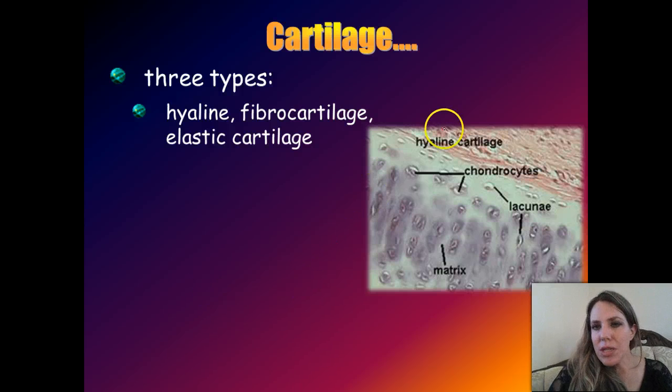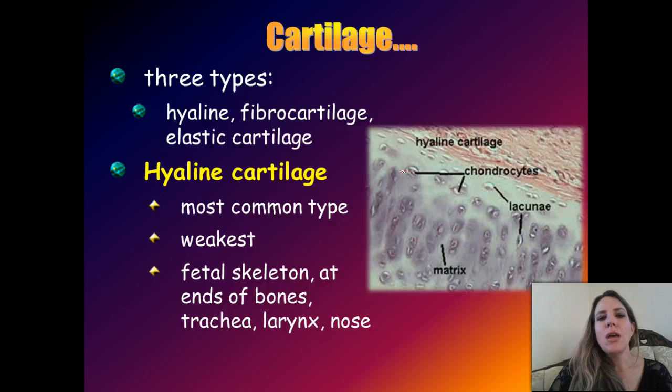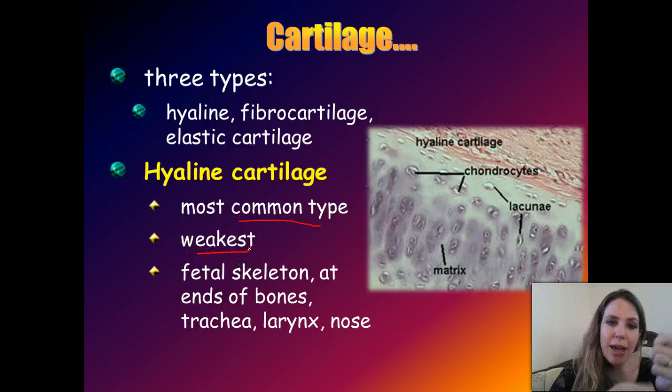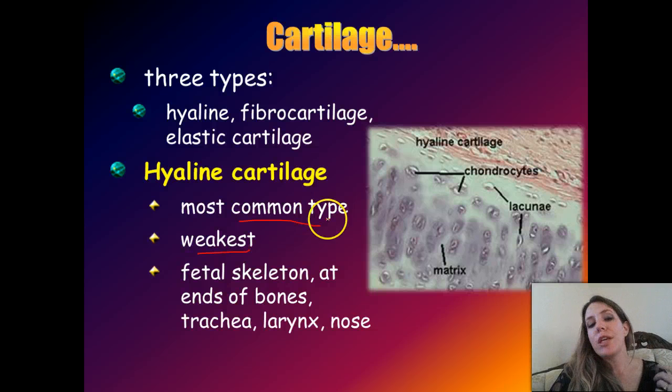Okay, so notice that they've labeled your hyaline cartilage over here. So there's your ground matrix. Here's your lacunae, and there's your chondrocytes inside. So hyaline cartilage, most common type, also the weakest. You can move it around. You find it in your trachea, your larynx, we already said your nose, etc.